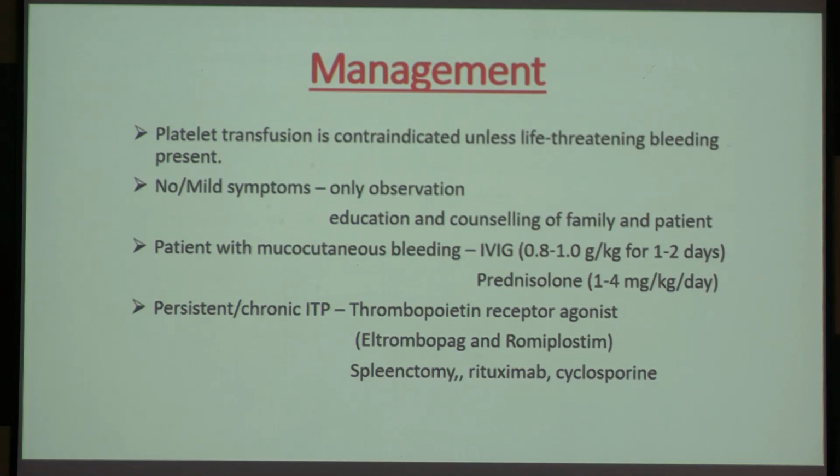And for persistent or chronic ITP, there are other drugs like thrombopoietin receptor agonists, Eltrombopag and Romiplostim. And in chronic ITP, when severe bleeding is not controlled, then splenectomy is the option, and other biologicals like rituximab, cyclosporine.